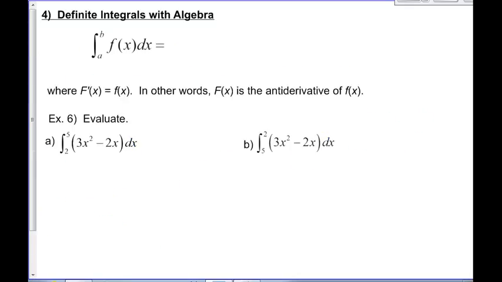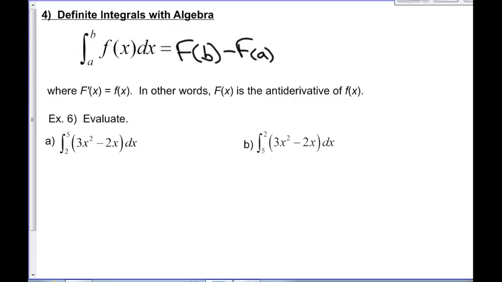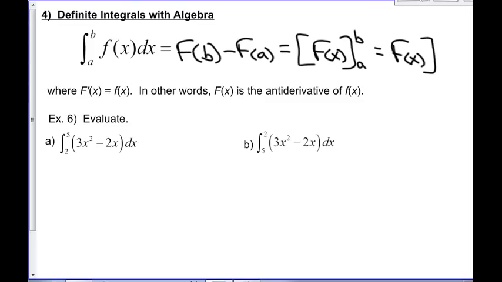Okay, finally, definite integrals with algebra, aka the second part of the fundamental theorem of calculus. So this is what we've been working up to. The integral from a to b of f of x is big F at b minus big F at a. There are different notations that different texts will use. Sometimes that's called big F from a to b, or some texts will only use the right side bracket for that. They're all equivalent. This is the big idea.